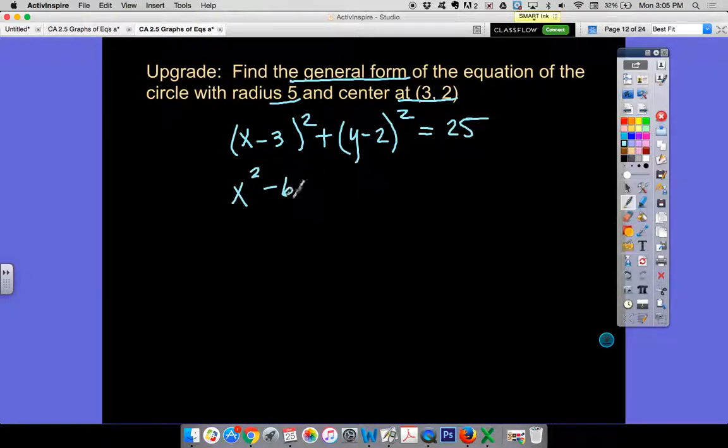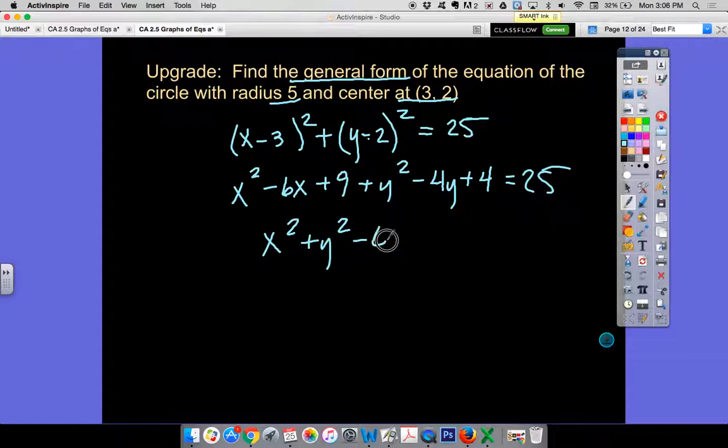Square the first, twice the product, square the last, square the first. Oops. That should be negative. If that's negative, then your twice the product should also be negative. Square the last, and then put it in order. Alright, and then you need your linear x term, your linear y term, and then I've got 9 and 4 is 13. Subtract 25, that should be a minus 12.